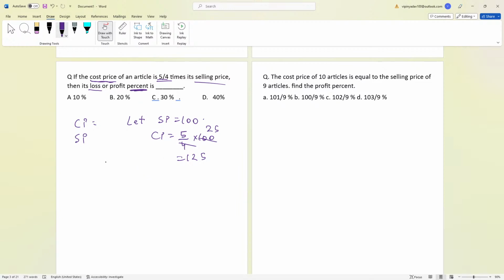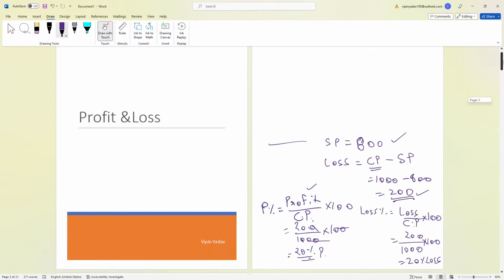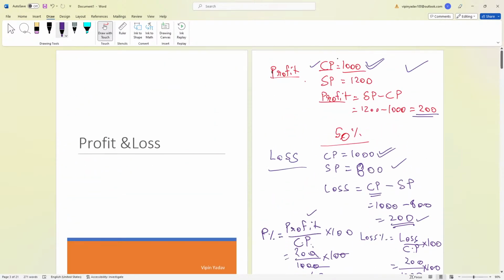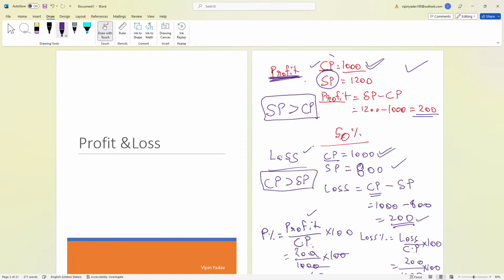So let us now find which is greater. One more thing you all have to observe. How are you going to identify whether it is a loss or profit? Let me also tell you something. Whenever the selling price is greater than the cost price, we call it a profit. And whenever the cost price is greater than the selling price, we call it a loss. That is a concept you should be remembering.